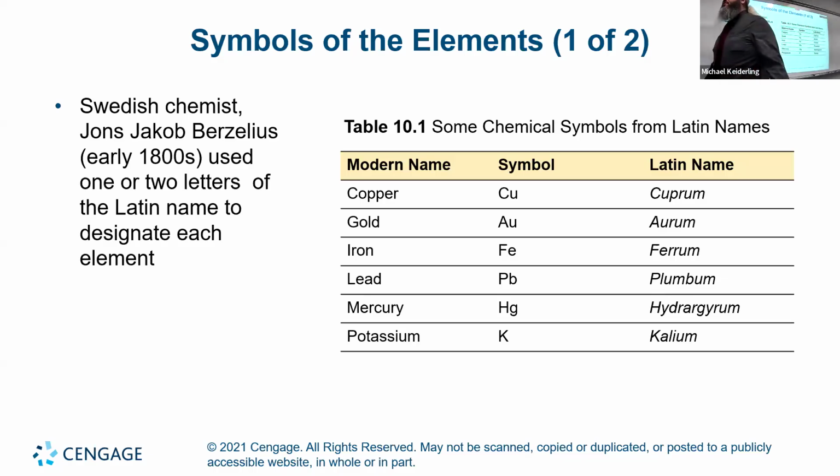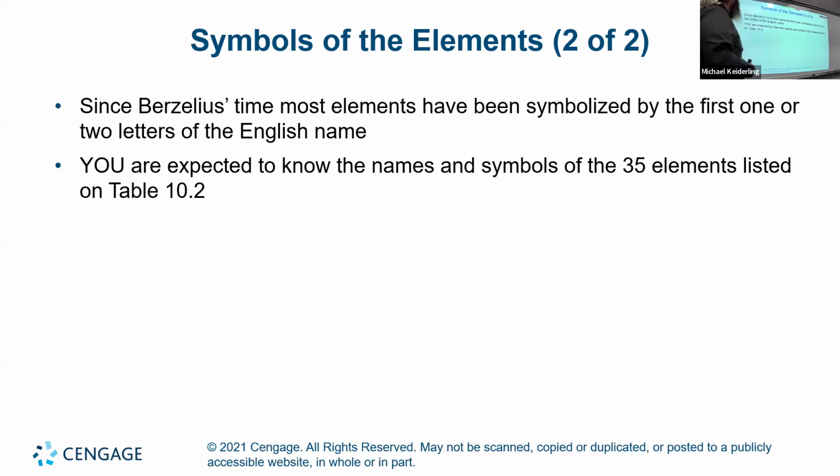And if you speak a Romance language, like Spanish or French, or one of the various languages descended from Latin, it's quite possible the names of the elements are more similar to the Latin names, and these will make more sense. Now, since Berzelius's time, we've moved on from Latin as the primary language of science. And so at this point, most elements have been symbolized by the first 1 or 2 letters of the English name.